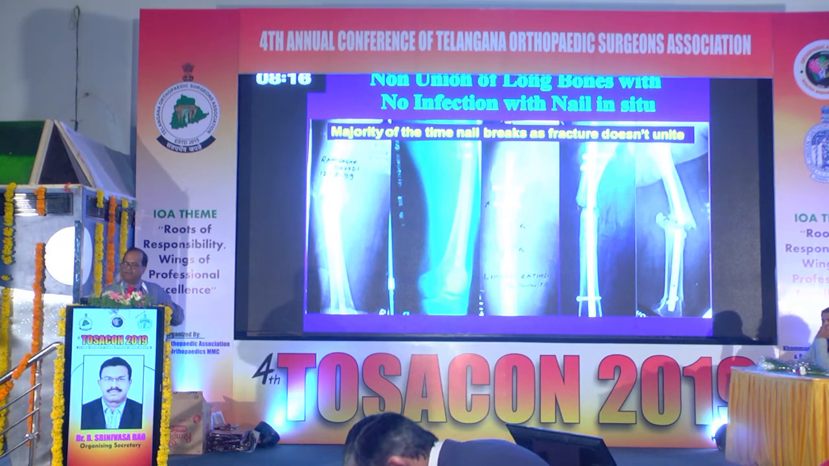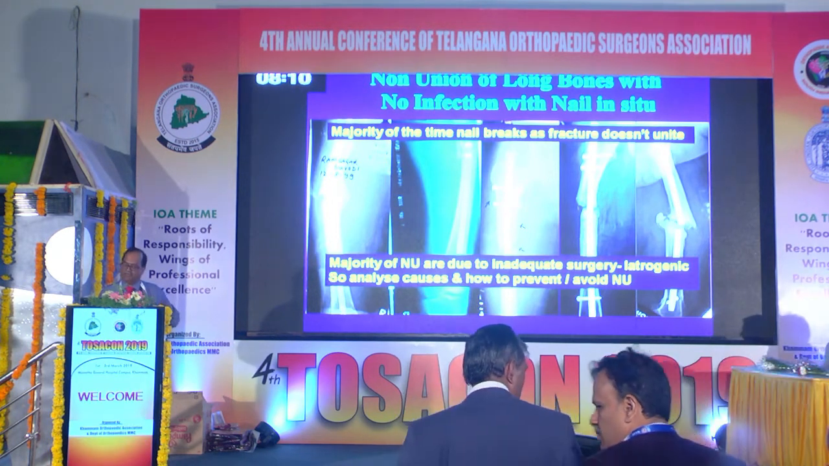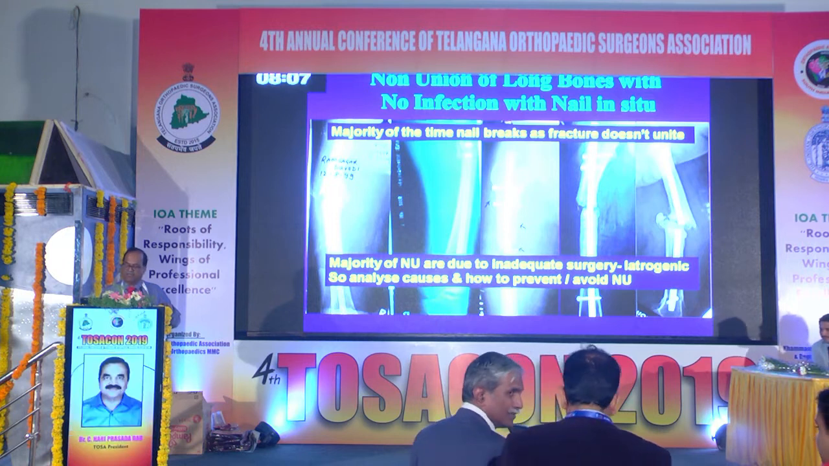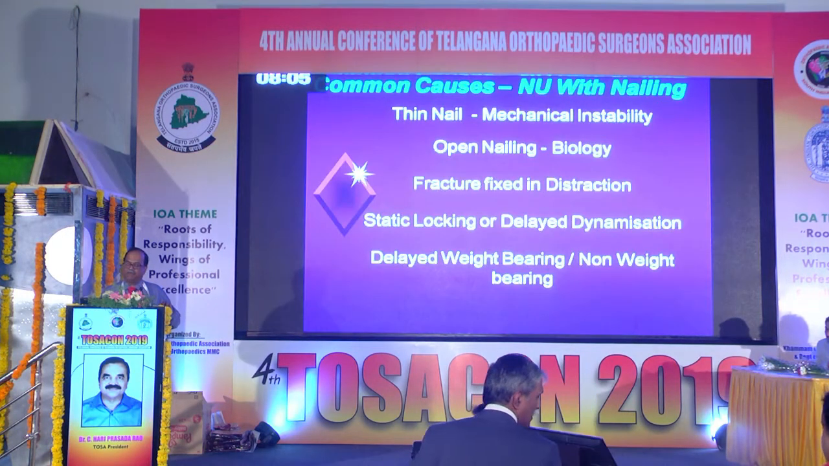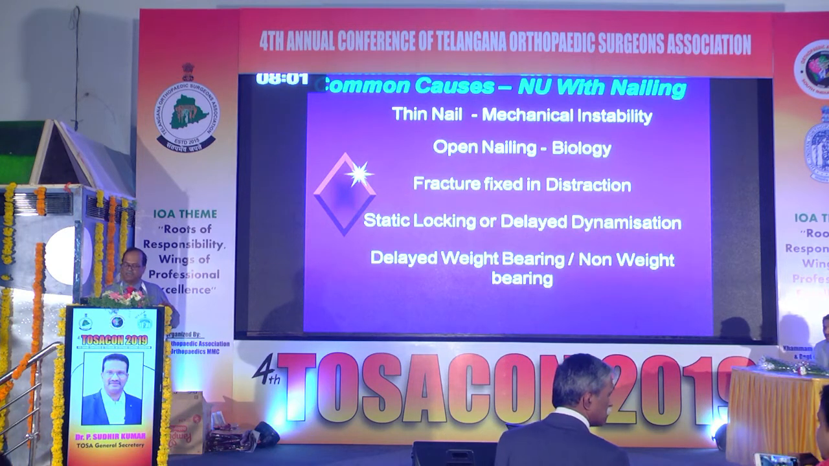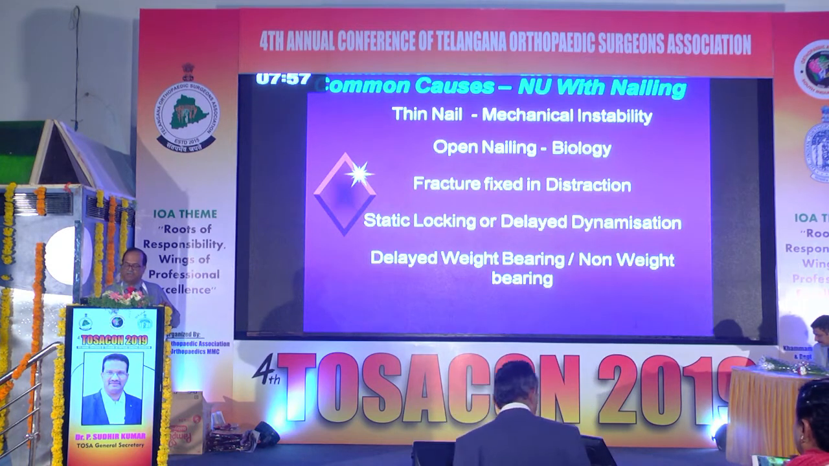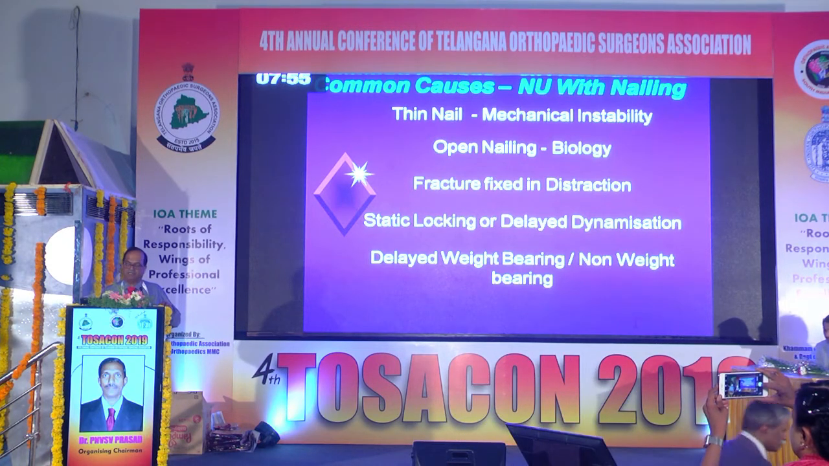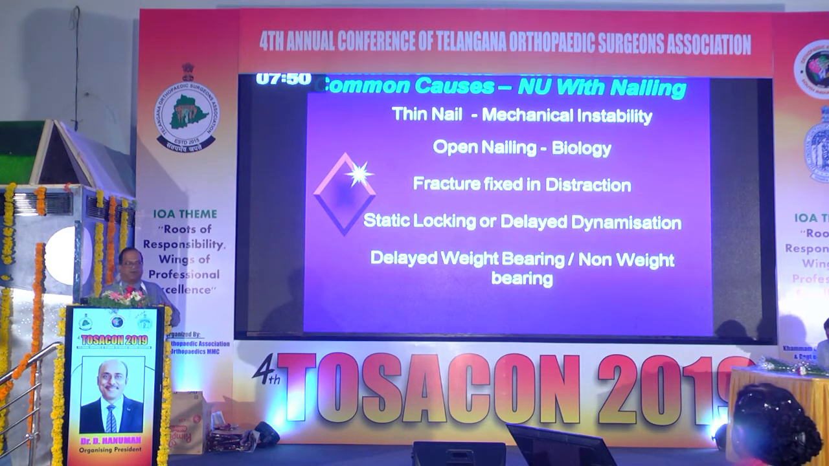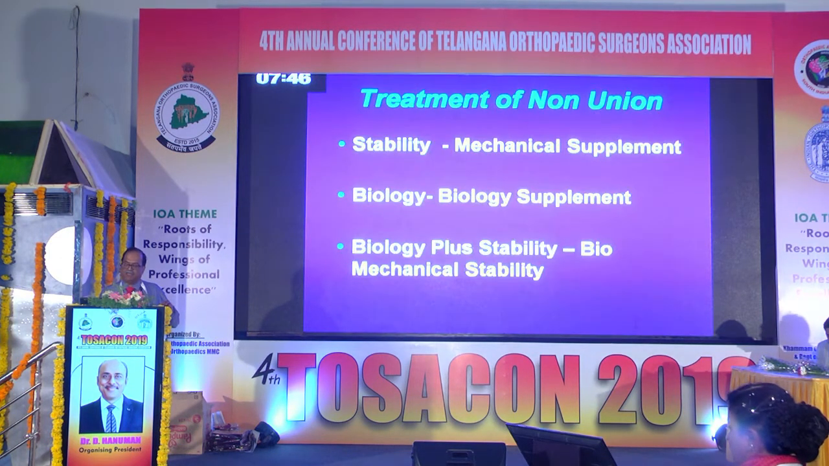Majority of them, the nail breaks as the fracture doesn't unite, and majority of the non-union is due to inadequate surgery or iatrogenic. So analyze the cause and try to prevent them. Thin nail, give mechanical stability. Open nailing done, biology is questionable, give graft. Fracture fixed in distraction, allow compression. Static locking or delayed dynamization, again, dynamize in time. Delayed weight bearing or non-weight bearing is also bad for fracture union. So majority of the cases, it's a combination of many.